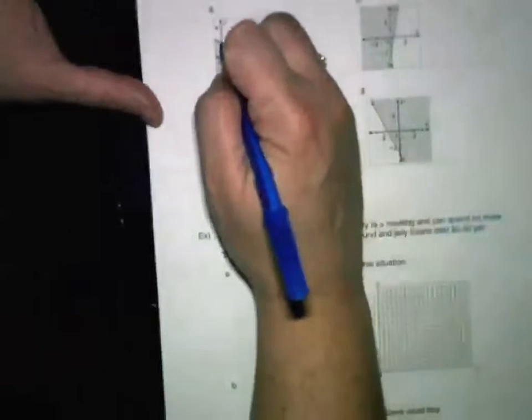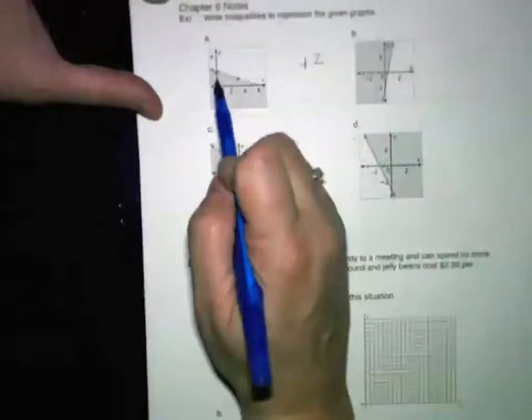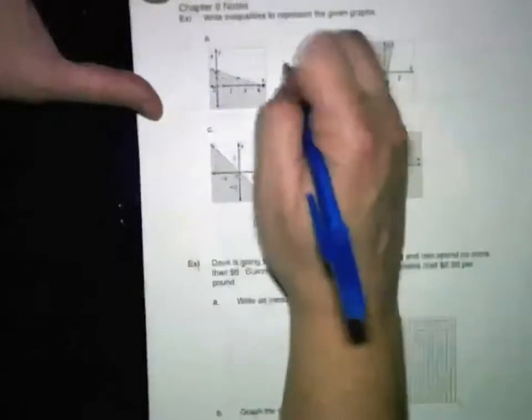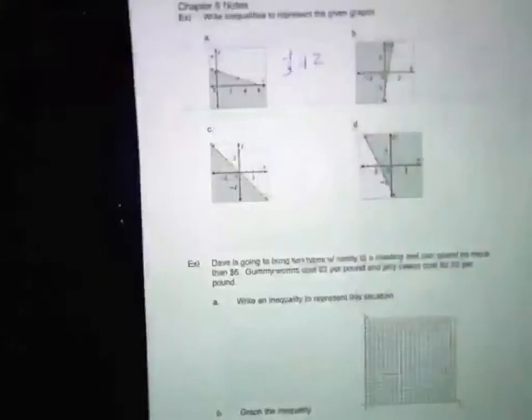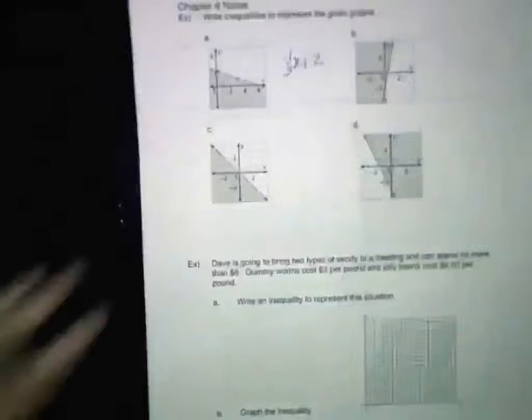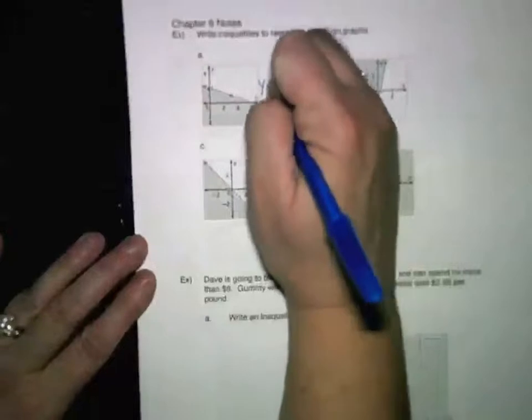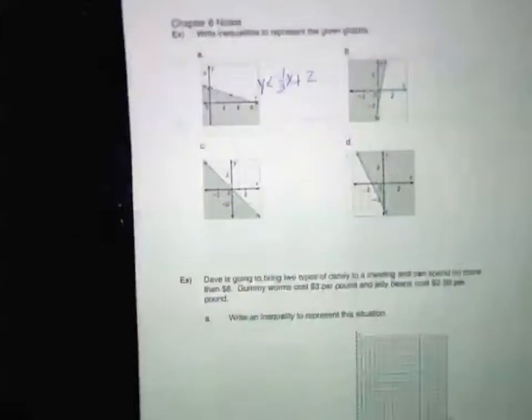Next one, we need to write some inequalities to match these graphs. Well, this crosses at 2, so that's going to be a +2. And our slope from that point to that point, we go down 1 and 3 to the right. So our slope is going to be a -1/3 x. And see how that graph is colored in below the line? Then that is going to be y is less than, because you colored in below the line.